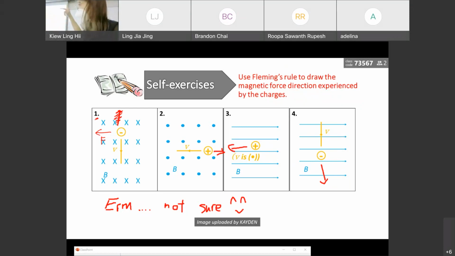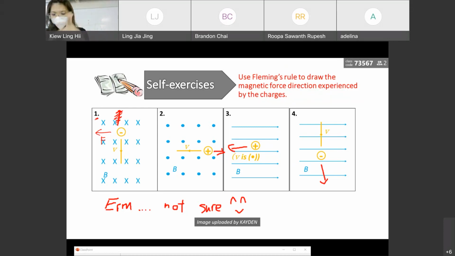Now this is the electron. So electron is using right hand, right? Okay, electron use right hand. If you want to use left hand, make sure you find where the current goes. Okay. So now second question.